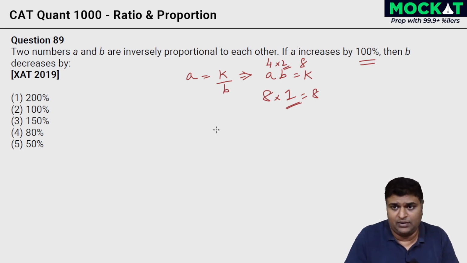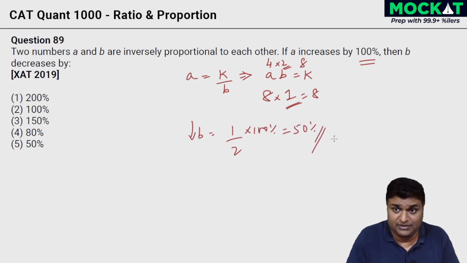It's reducing by 1. What's the impact? What's the reduction for B? That is 1 divided by the old value 2 into 100%, if you want to write it in the strict percentage sense, and find it to be 50%. Otherwise, you know that it's halved, right? It's halved, so it's reduced by 50%. Mark option 5 and keep moving.